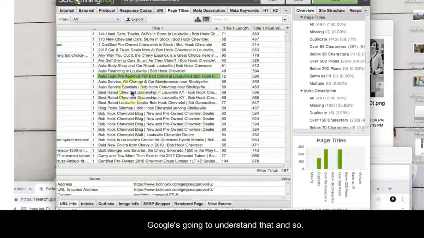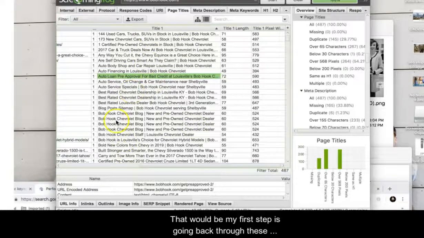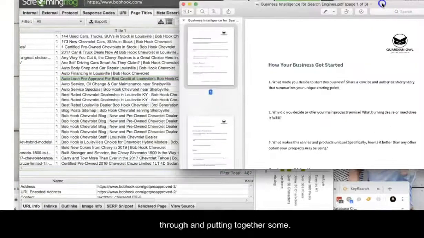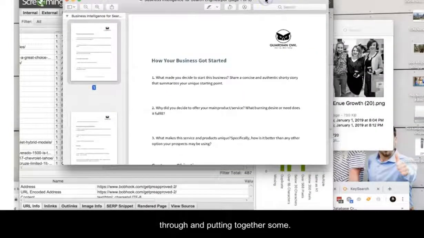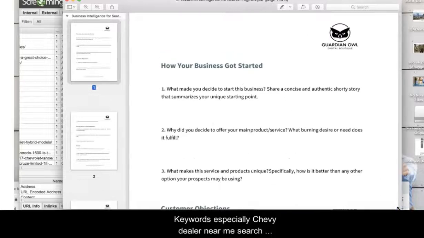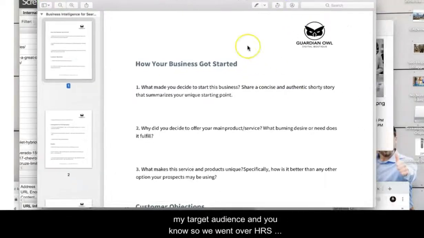And so that would be my first step, going back through these page titles and meta descriptions and combing through and putting together some keywords, especially Chevy dealer near me, search queries that I know are relevant to my business and my target audience. And so we went over Ahrefs, we dove a little bit into Google Search Console. We went through Key Search.